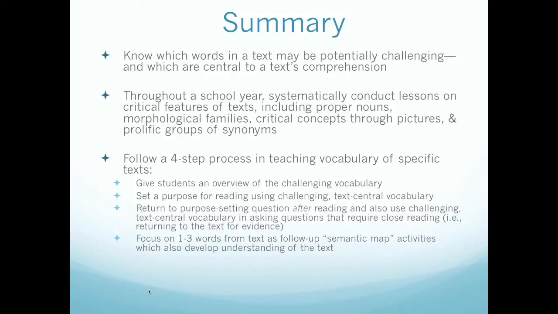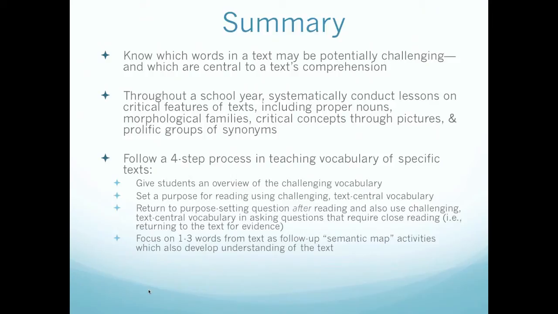The second point is we need to be very systematic in how we conduct lessons on the critical features of text. These lessons use the content of the text that we're teaching, but they're also separated from the comprehension that we're doing with those texts. And to me, that's a very important distinction. When students are reading and taking responsibility for the text, that's what they need to be doing. And we need to be in that final step, the 4-step process.